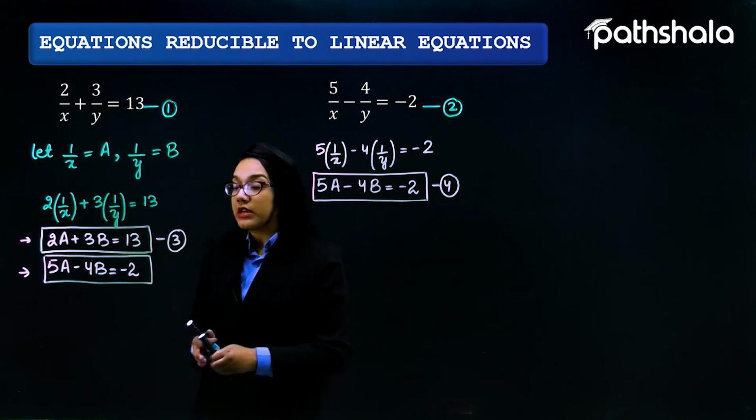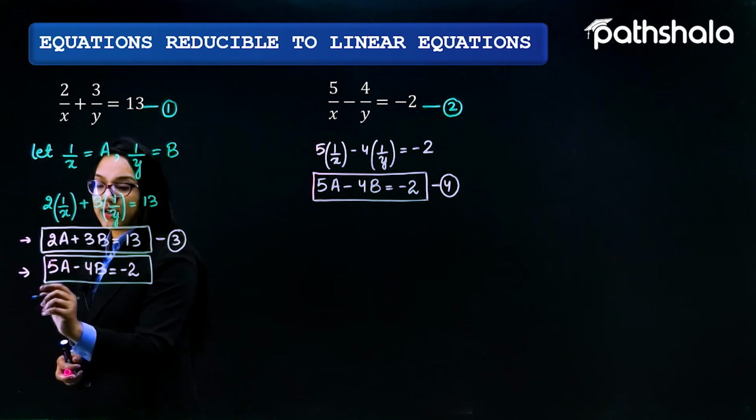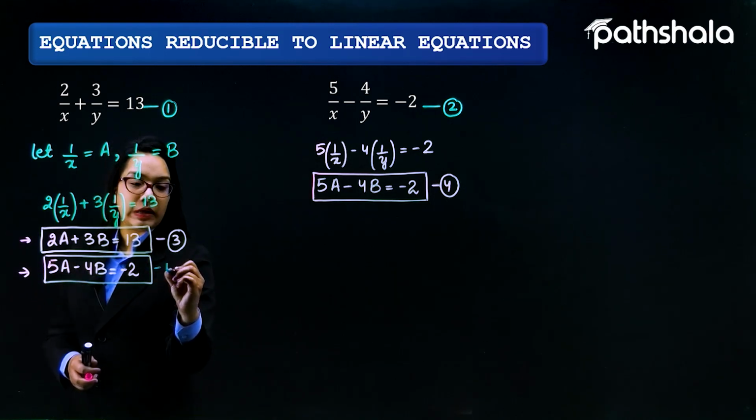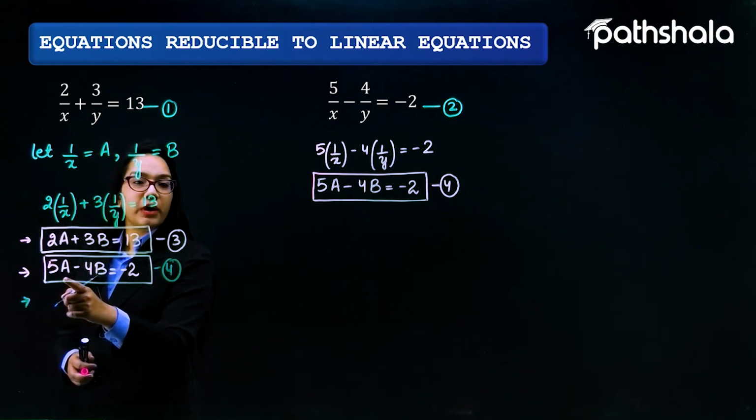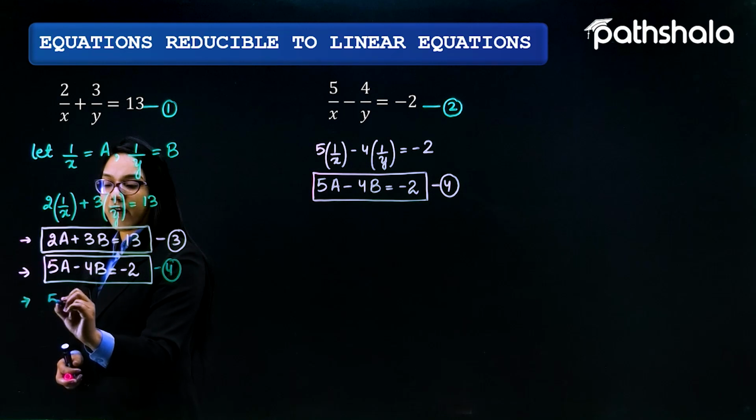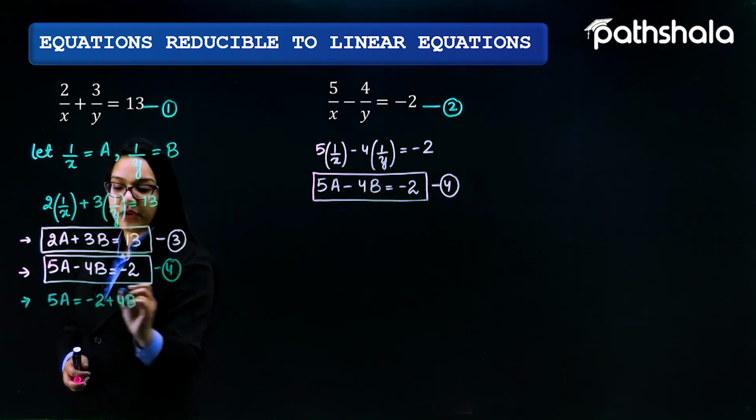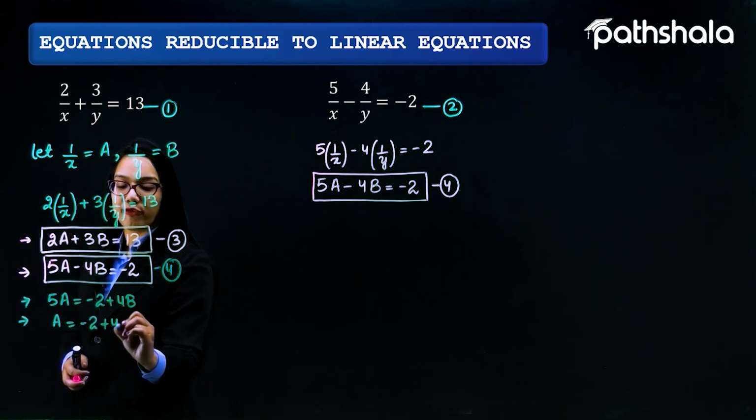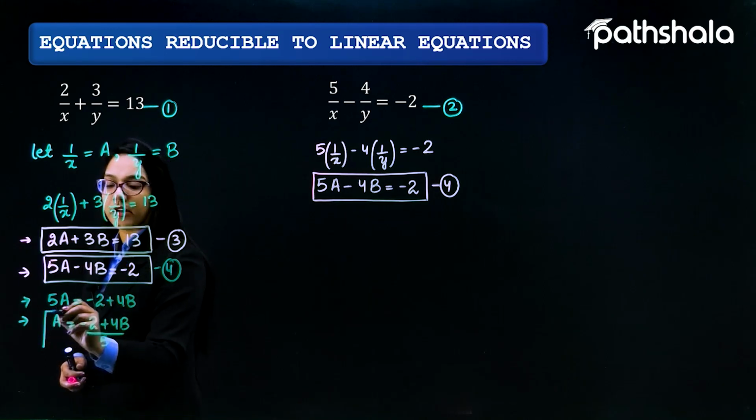Let us suppose I find the value of A from this particular equation, and I will substitute the value of A in the 3rd equation, as this was my 4th equation. So let's find out the value of capital A from the 4th equation. It would be 5A is equal to minus 2 plus 4B, and further we can write it as capital A is equal to (minus 2 plus 4B) divided by 5. So this is nothing but the value of capital A.